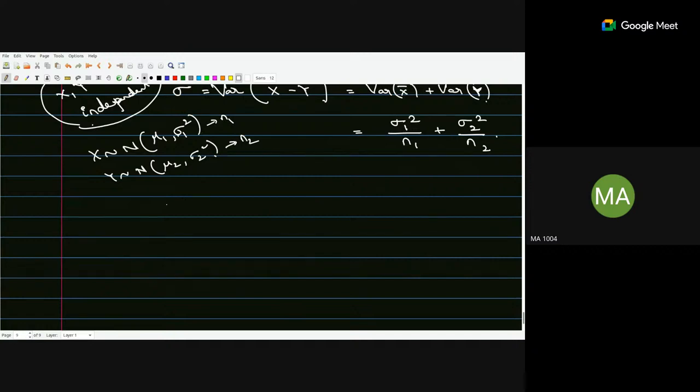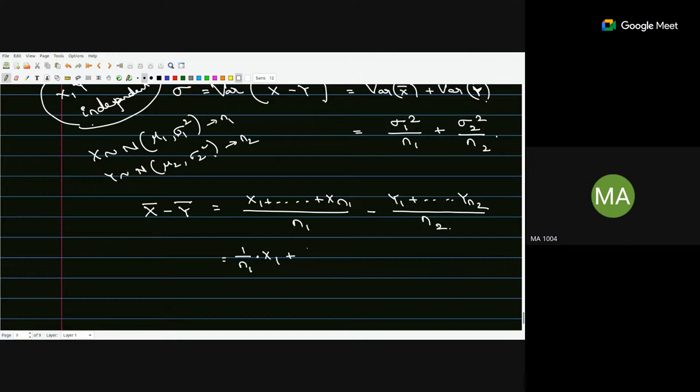Now I know each of the samples follows a normal distribution. With this I can write x bar minus y bar as x1 plus up to xn1 divided by n1, minus y1 plus up to yn2 divided by n2. Now you observe, this is just a linear combination of normal samples. We studied this, right? A linear combination of normal samples follows normal. Yes. So this is minus 1 by n2 y1, minus 1 by n2 y2, and so on, up to minus 1 by n2 yn2.